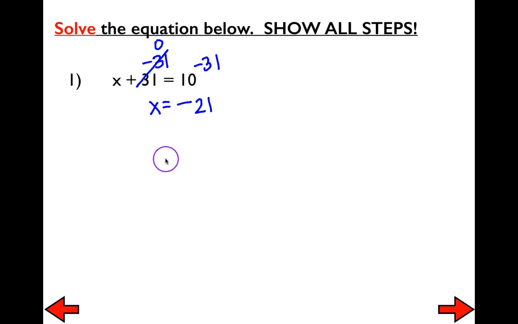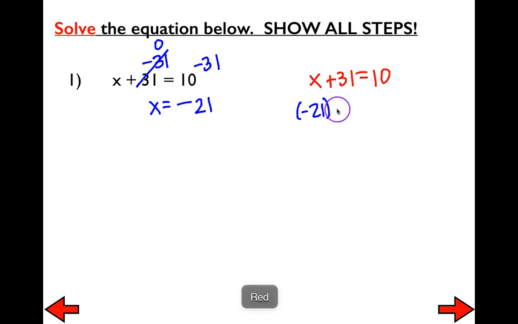Now, not only is it important for you to show your work, it's also going to be important to check your work. Make sure that your answer is correct. So off to the side, I'm going to go ahead and plug in for x. So here we have x plus 31 equals 10. So instead of x, I'm going to go ahead and plug in a negative 21 and then check to see if that really does give me 10.